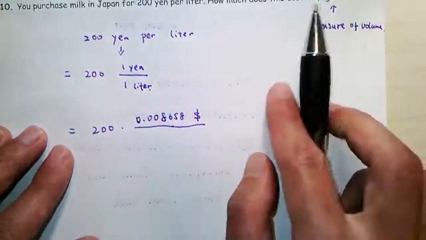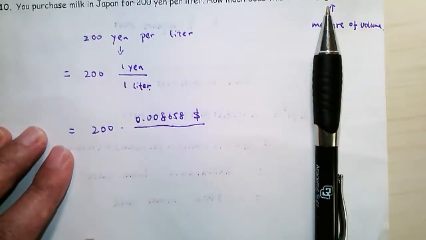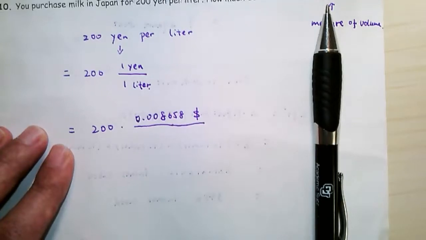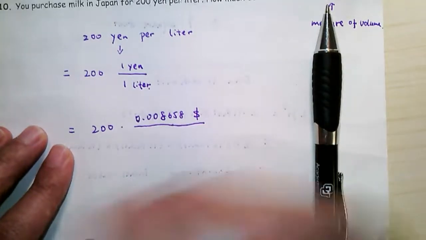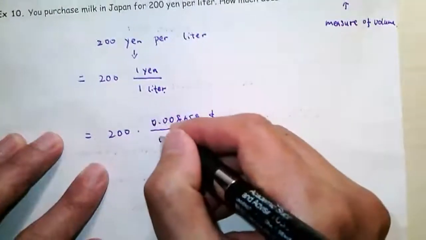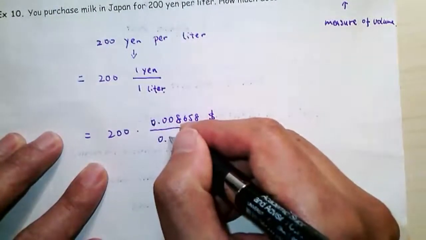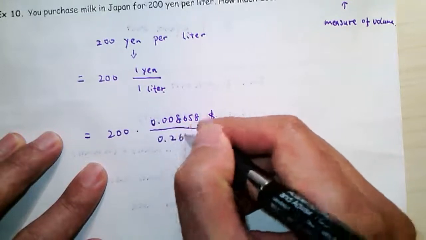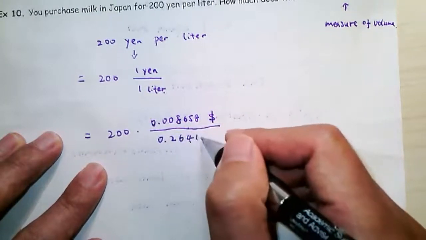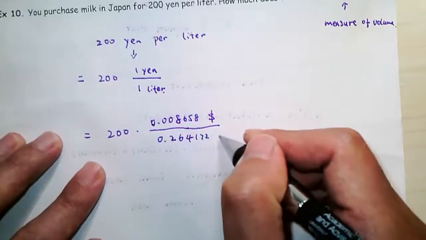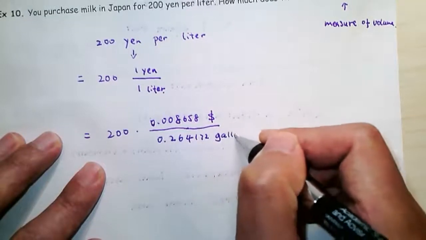Can anyone do me a favor, find it? Just type the keyword 1 liter gallon. You should be able to see it immediately in Google. 0.264172. Very good, thank you. 0.264172. Thank you so much.